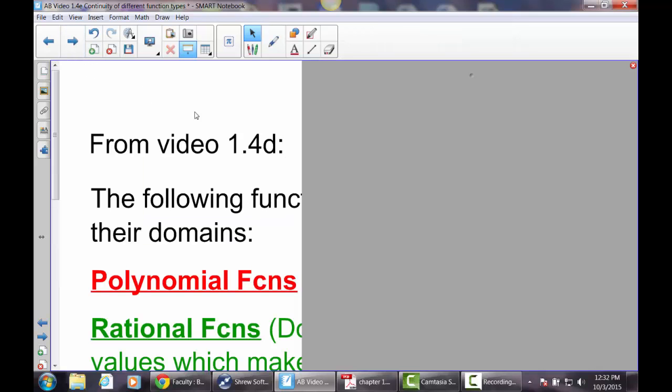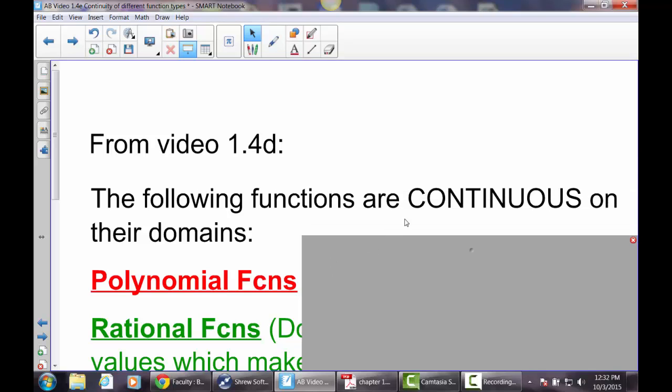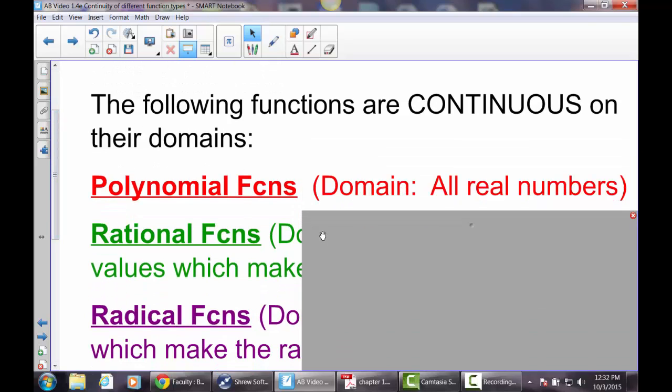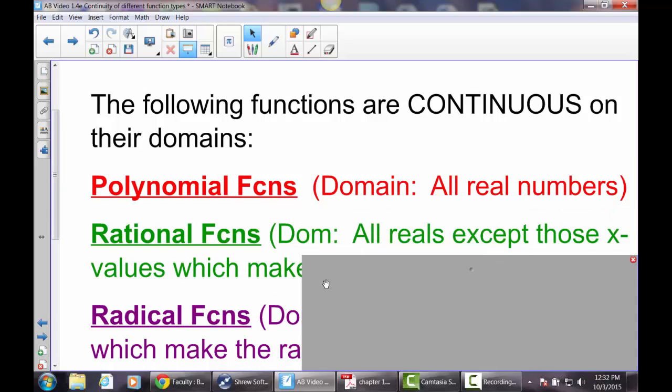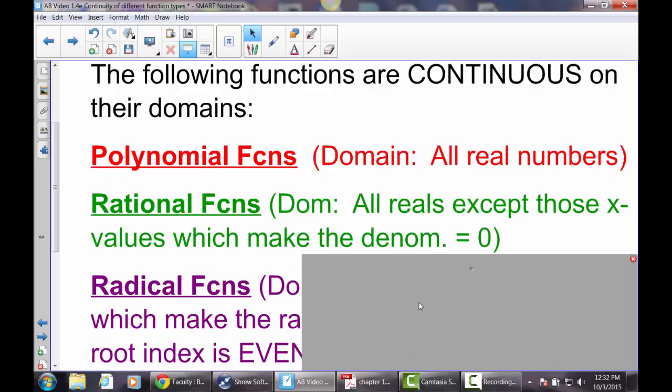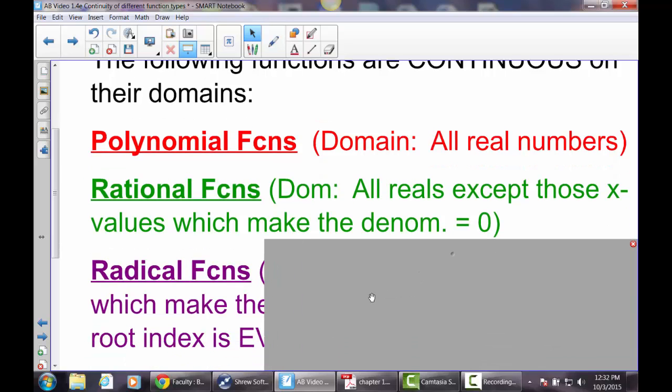Okay, so we started to see this the last time in video 1.4d. The following functions are continuous on their domains, and that way we don't have to check every real number. We happen to know these, and then we just check the exceptions. Polynomial functions are continuous on their domain, which is all real numbers. Rational functions are continuous on their domain, which is all real numbers except those x values which make the denominator equal to 0, and there may be none.